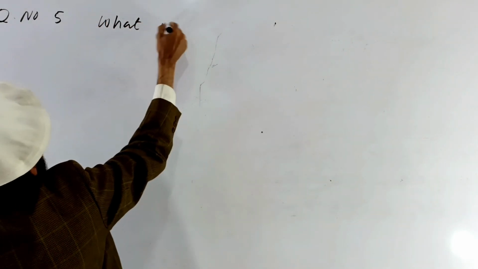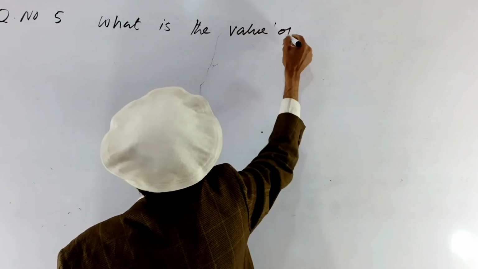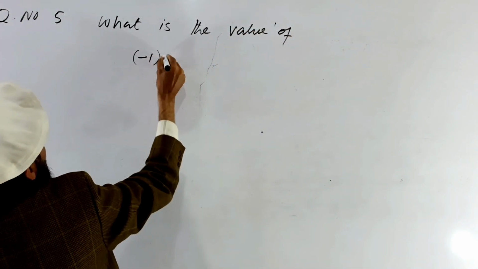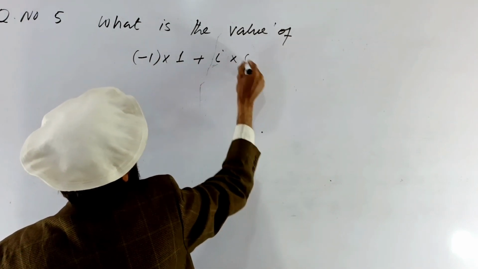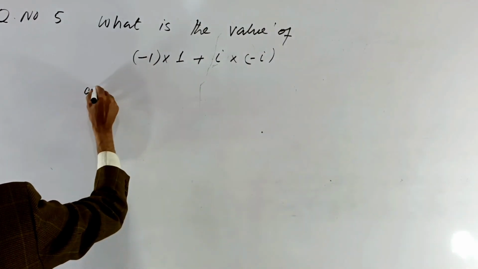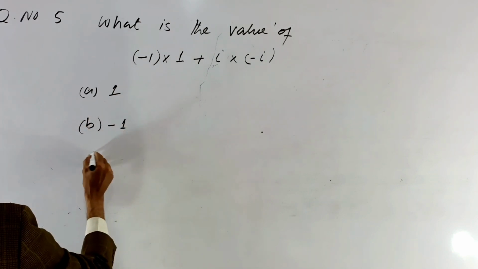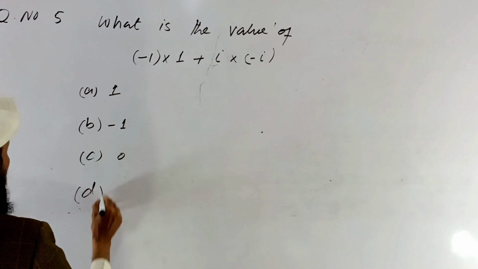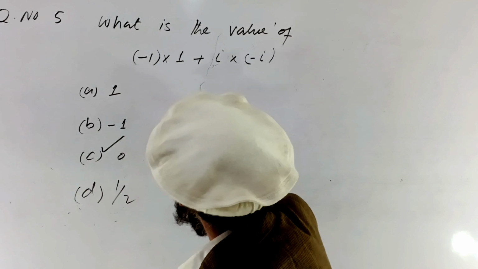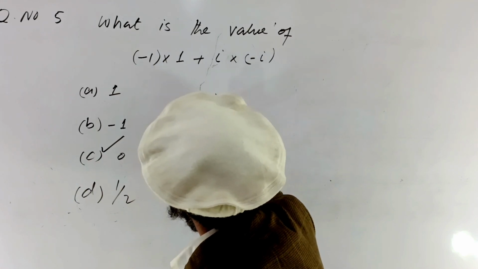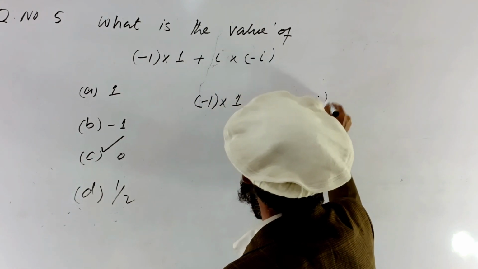What is the value of minus 1 into 1 plus iota into minus iota? The options are A 1, B minus 1, C 0, D 1 by 2. The right answer is 0.